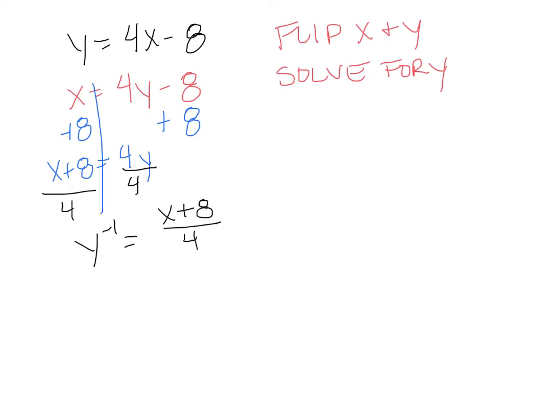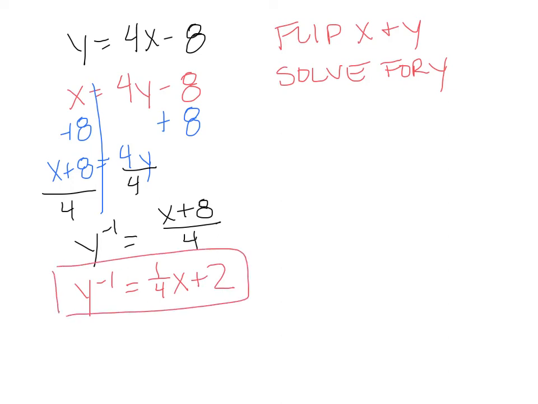Now you'll notice I like to check my answers by graphing them, and I can't really graph that. So I'm going to split up that divided by 4. I'm going to divide each term by 4. So we're going to end up with the inverse is actually 1/4 x plus 2. I like that much better because that's slope-intercept form and I can graph it.